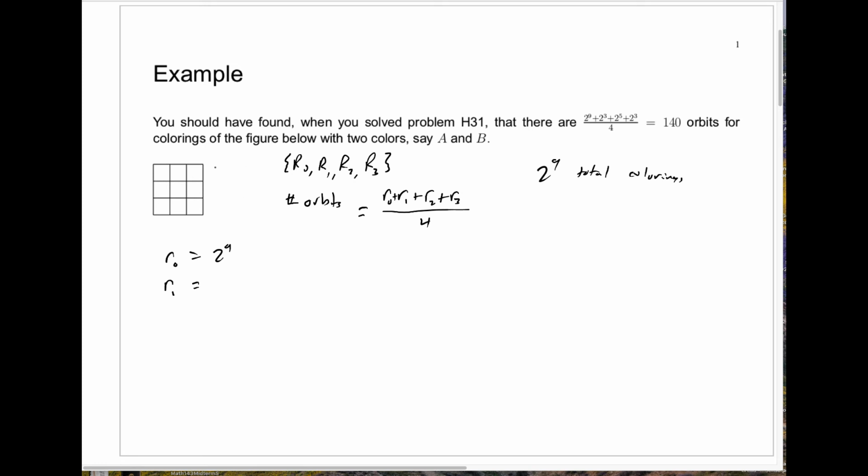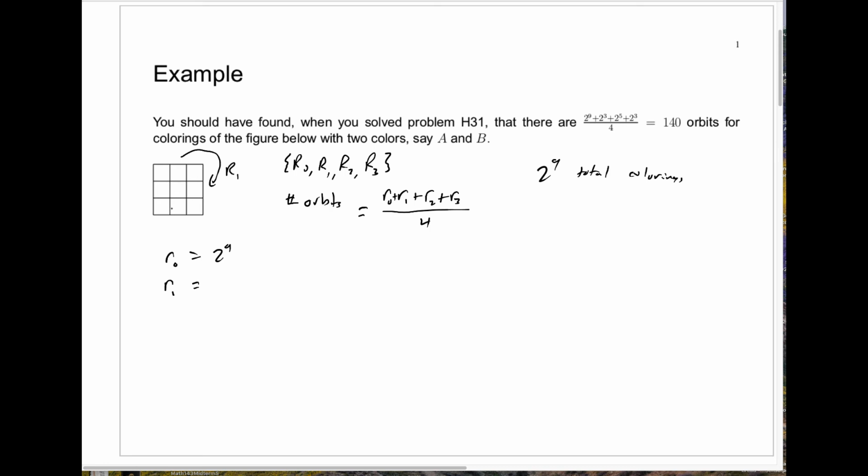What about R1? How many colorings are fixed by this R1? And I should be a little clearer, what do I mean by R1? R1 is a rotation, say in the clockwise direction, of this square. So what's in this upper left corner would go to the upper right corner. What's in the upper right corner goes down to the lower right corner. From the lower right corner goes to the lower left corner, etc. Things in the upper middle go to the right middle, then to the bottom middle, and then to the left middle. Under any rotation, the color in the center stays the same.